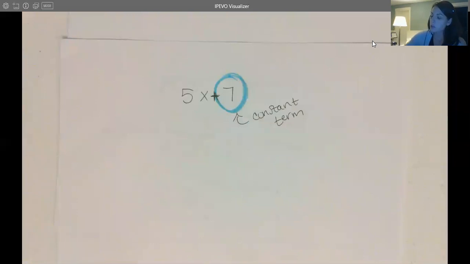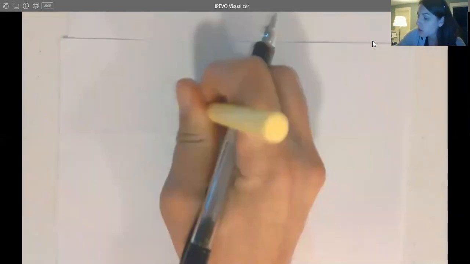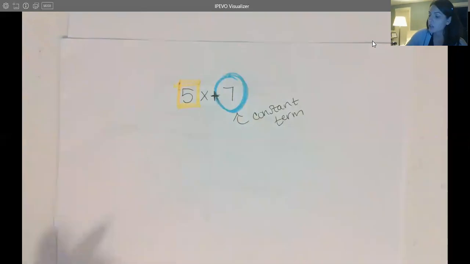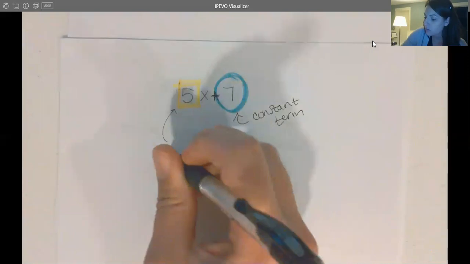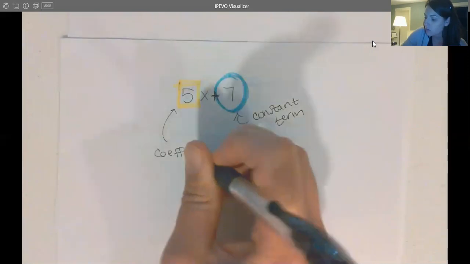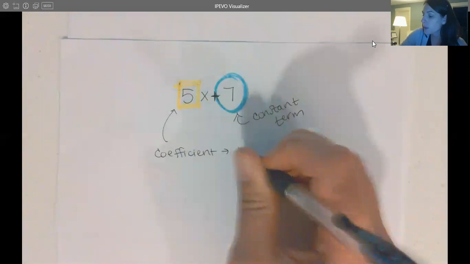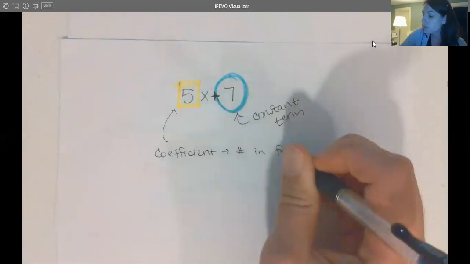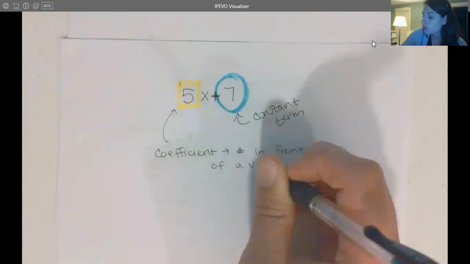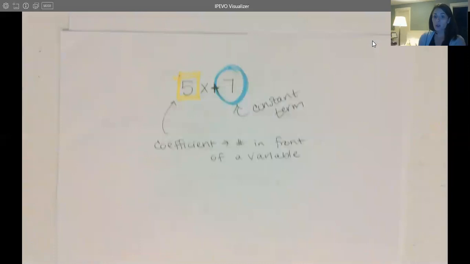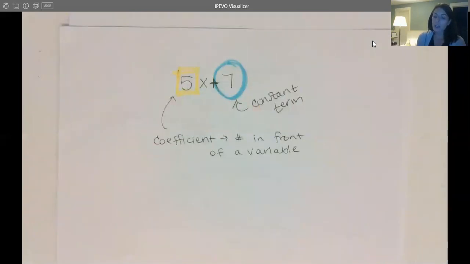Another word that gets mentioned sometimes is coefficient. 5 is a coefficient here. A coefficient is a number in front of a variable. So I could have several coefficients in my problem. Any number that's attached to that variable, in front of that variable, which really means it's attached through multiplication.